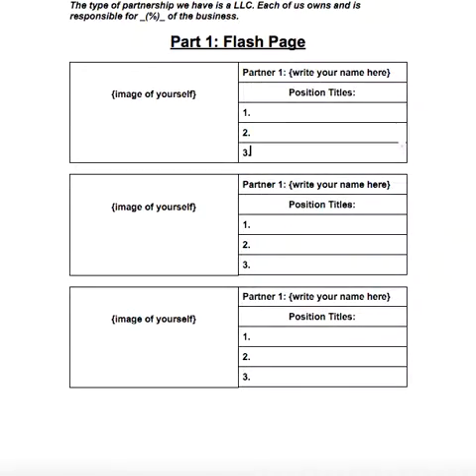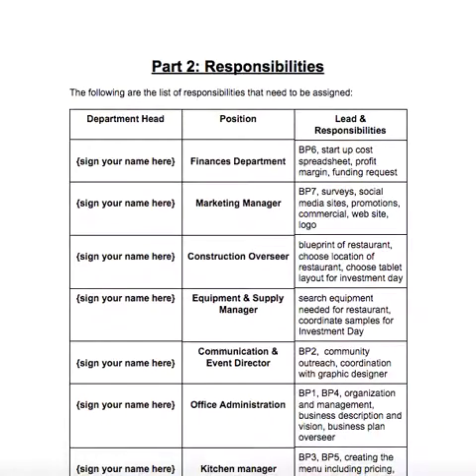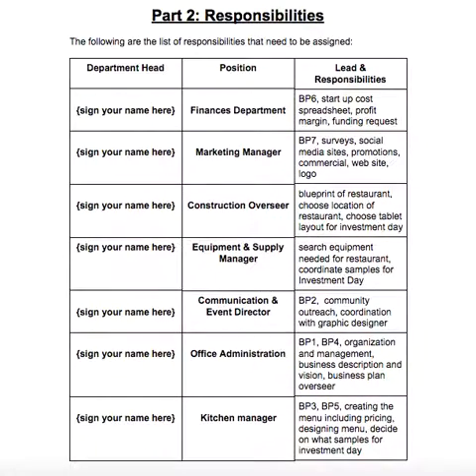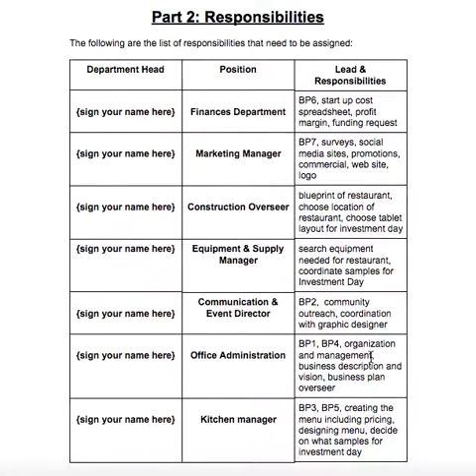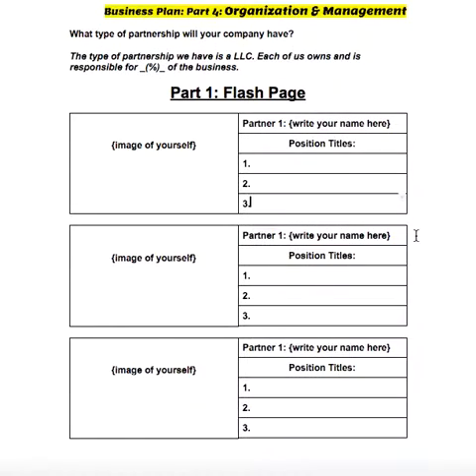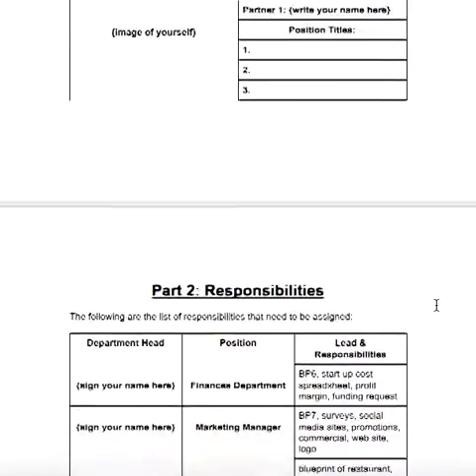If you cannot remember which titles you were responsible for, in Part 2, responsibilities, these are all the different types of business plan parts that you signed up for. So these titles here that you see, that is what you would put into your position titles here. So obviously, again, if you have more than 3, you could just add another column into that to add more of those.